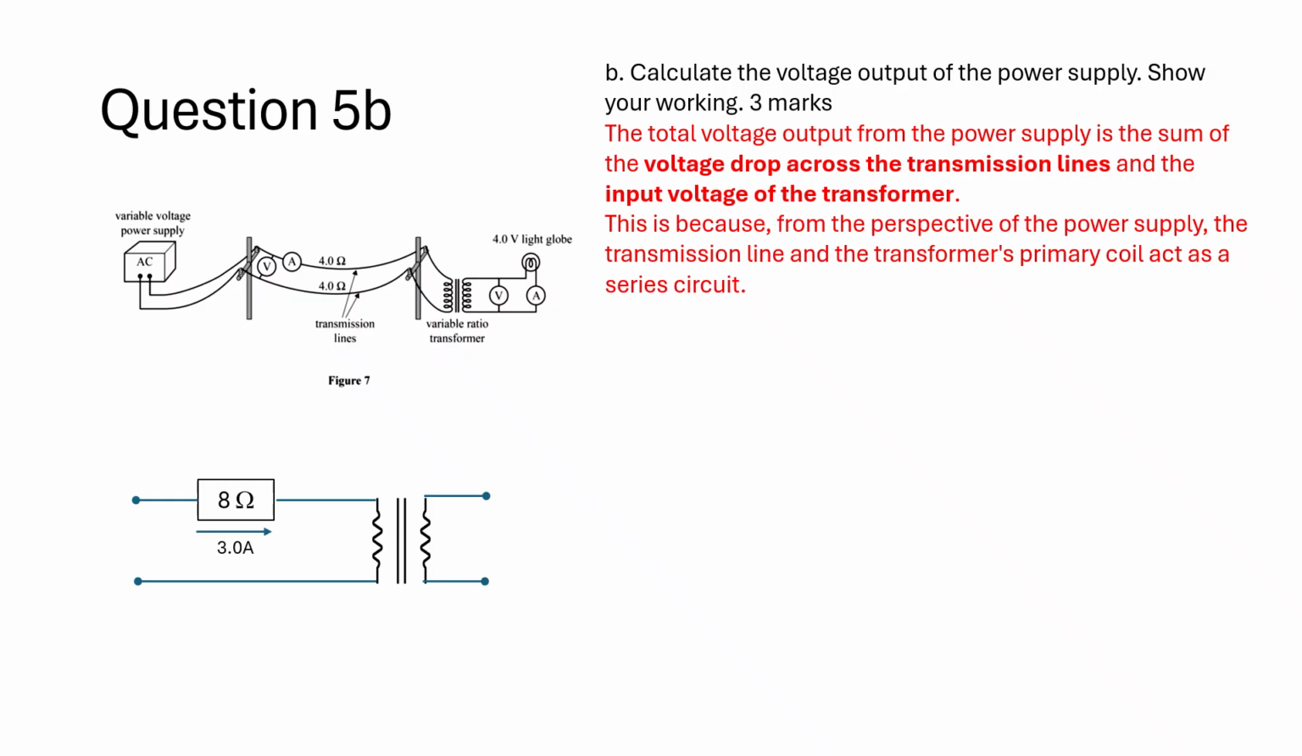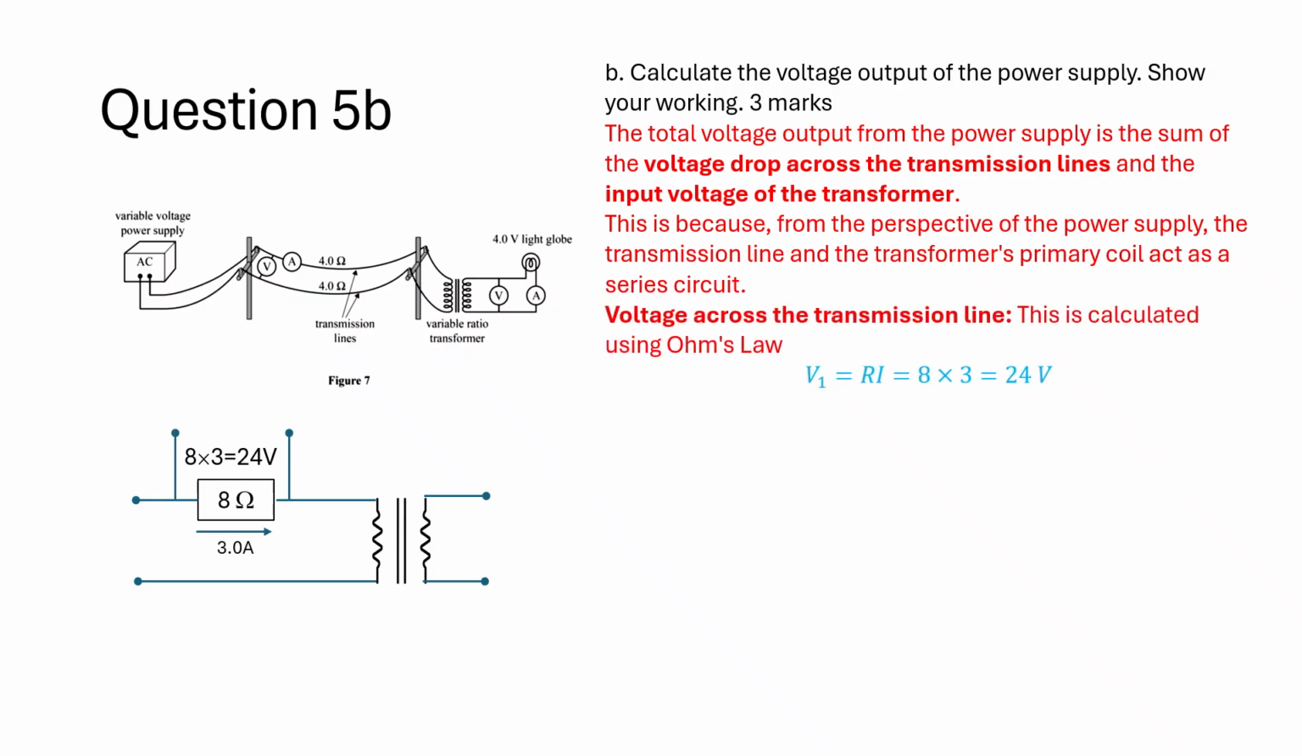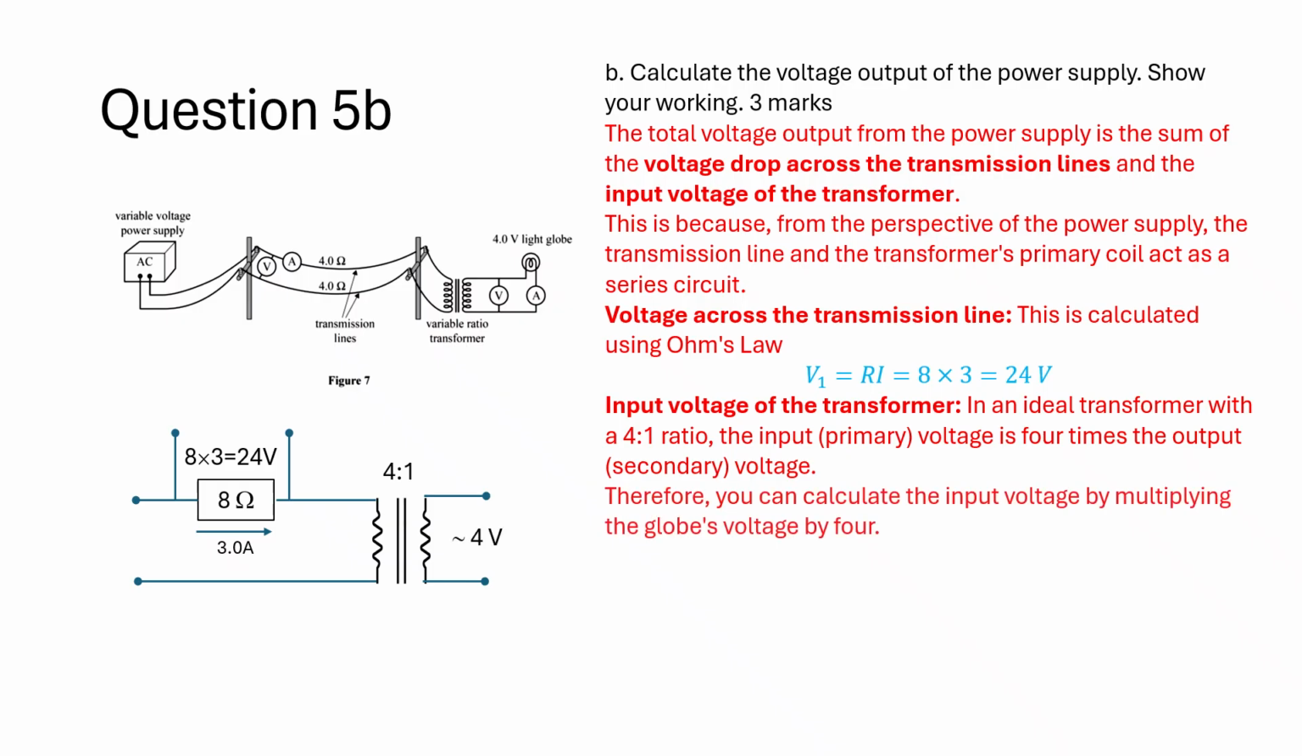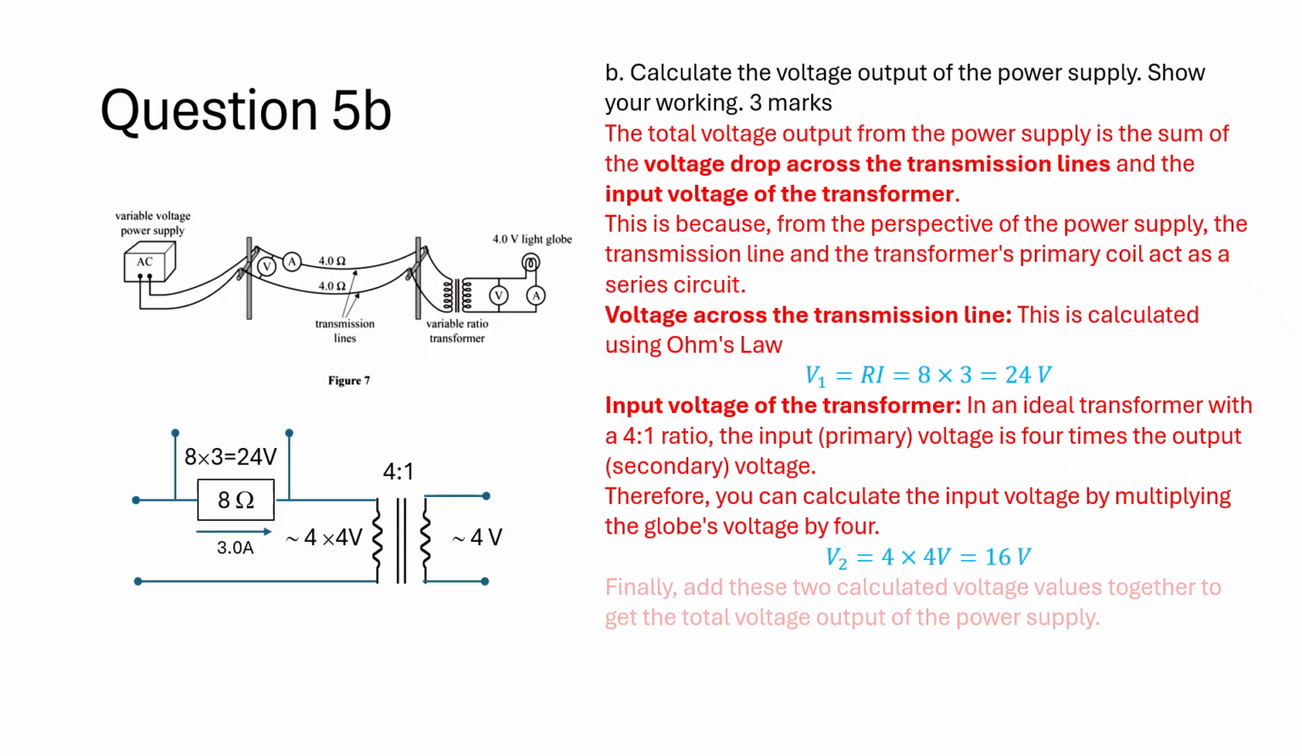Voltage across the transmission line. This is calculated using Ohm's law. Input voltage of the transformer. In an ideal transformer with a 4:1 ratio, the input primary voltage is 4 times the output secondary voltage. Therefore, you can calculate the input voltage by multiplying the globe's voltage by 4. Finally, add these two calculated voltage values together to get the total voltage output of the power supply.